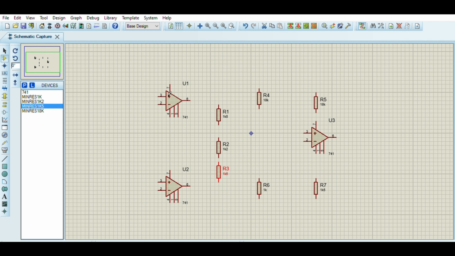And the op-amp is connected with the DC generator. So this value for the DC generator is equal to 10 volt, and the other one is equal to 5 volt. So we can connect all of the wires.